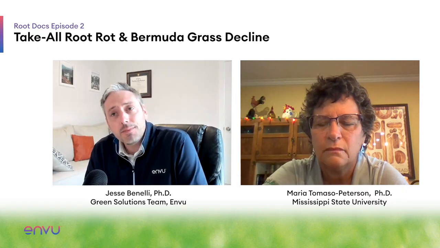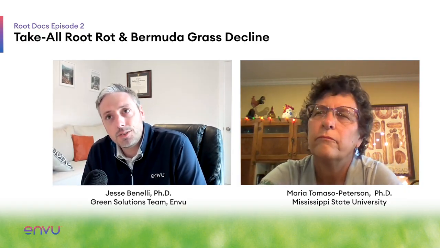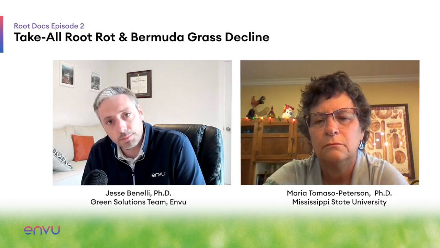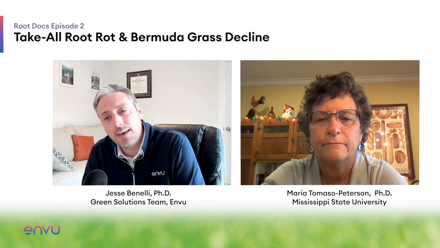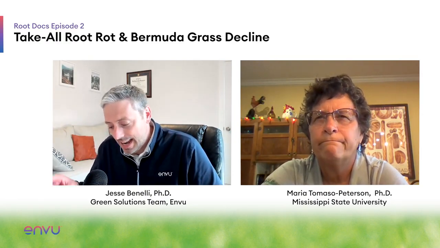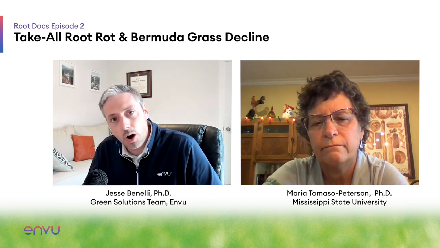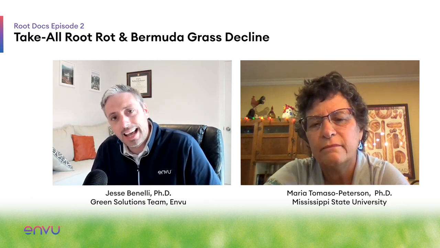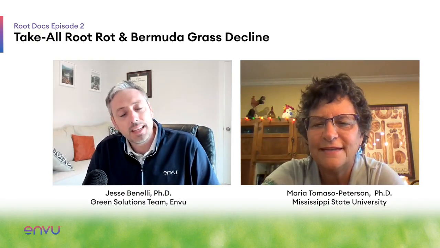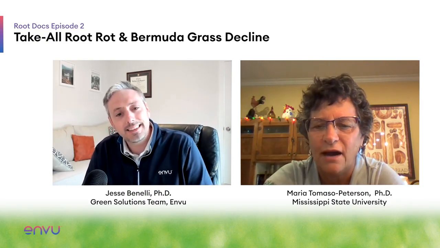My next question, just out of my own curiosity: take-all root rot and Bermudagrass decline is one of the big diseases of ultra dwarf Bermudagrass putting greens. So is Mini-Ring. Have you ever seen symptoms of Mini-Ring and symptoms of take-all root rot on the same green at the same time? I have not. That's a good question, but I have not.